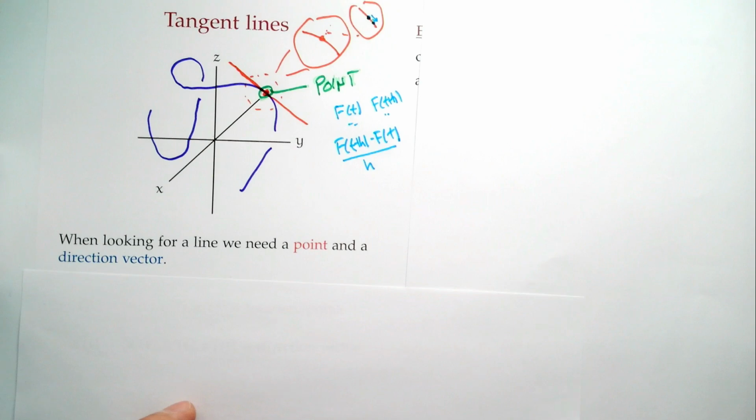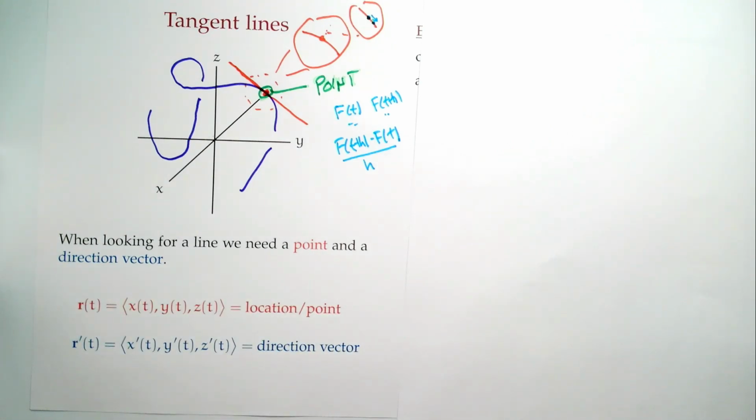It's a derivative. That's the beautiful thing. If I have r of t is x of t, y of t, z of t, that gives the location, that gives the point. The derivative gives the direction vector. Because the derivative is talking about your change. How are you changing? And so that tells you in which way you should move. In particular, the derivative is telling you what that particle is doing at that moment. Where is it moving?